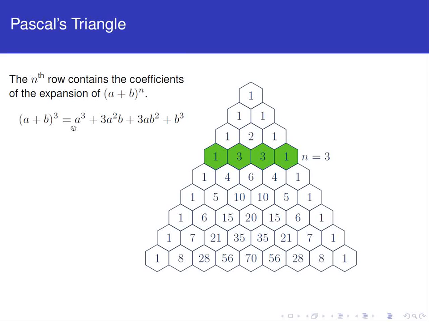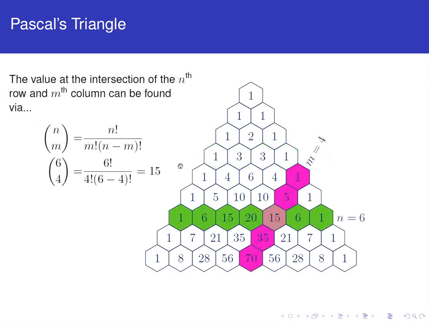Well, I'm going to move on anyhow. Any row is the coefficients that you find on an expansion of (a + b)^n. So for (a + b)^3, we have the coefficients 1, 3, 3, and 1, and sure enough, those are the values in the Pascal's triangle across this.